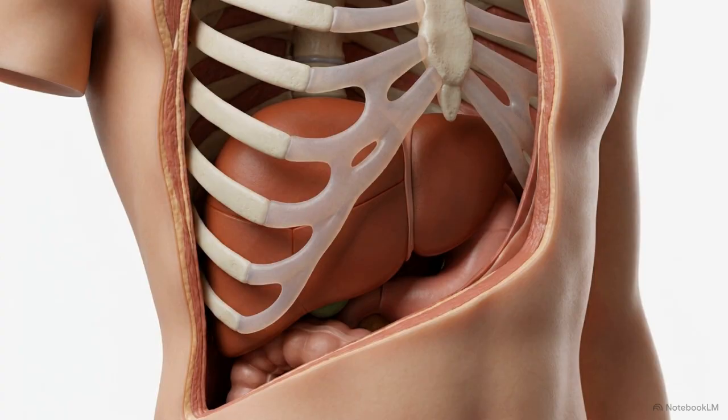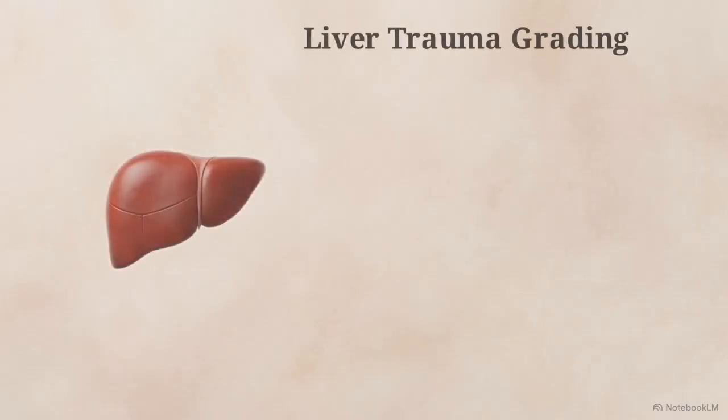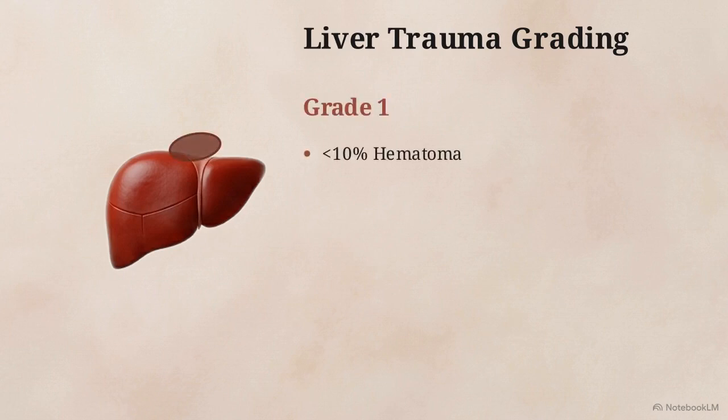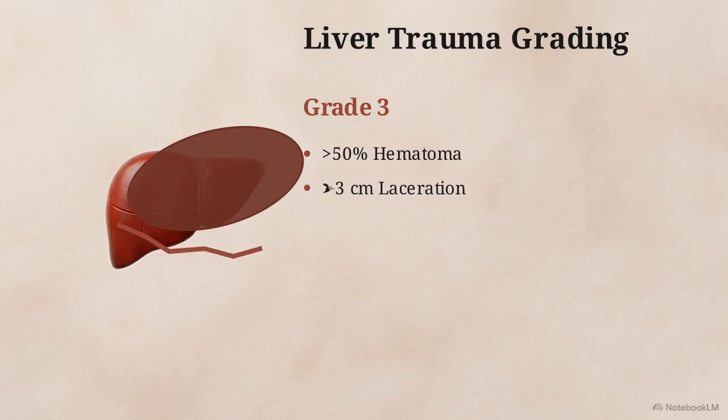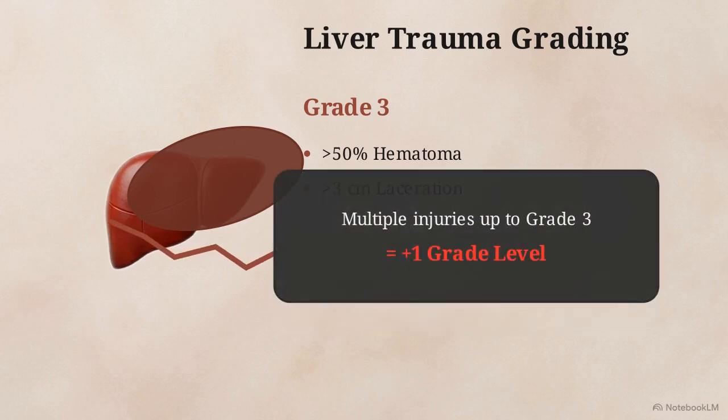Moving across the abdomen, we examine the liver, the most common solid organ injured in penetrating trauma. This diagram visualizes the escalating grades of liver trauma. Grade 1 features a hematoma under 10% and a laceration under 1 centimeter. Grade 2 covers a 10 to 50% hematoma and up to a 3 centimeter laceration. Grade 3 exceeds a 50% hematoma or a 3 centimeter laceration. Crucially, multiple injuries up to grade 3 automatically bump the overall classification up by 1 level.